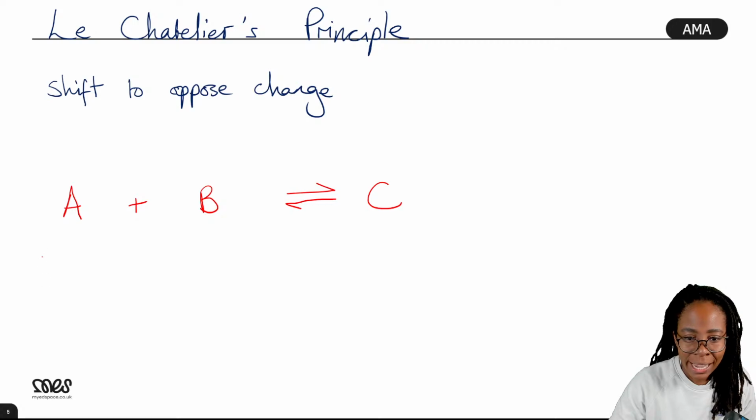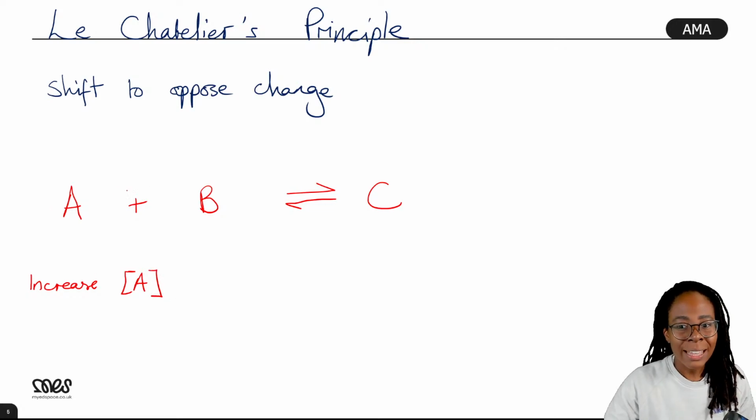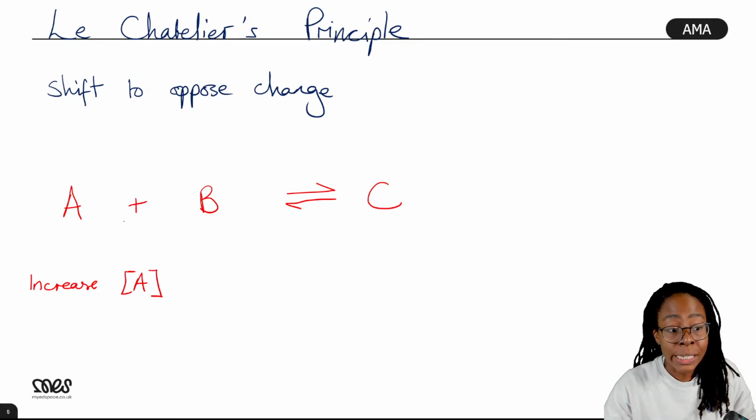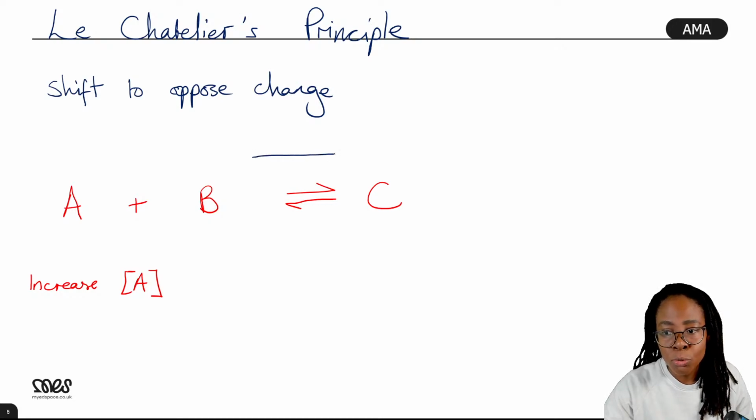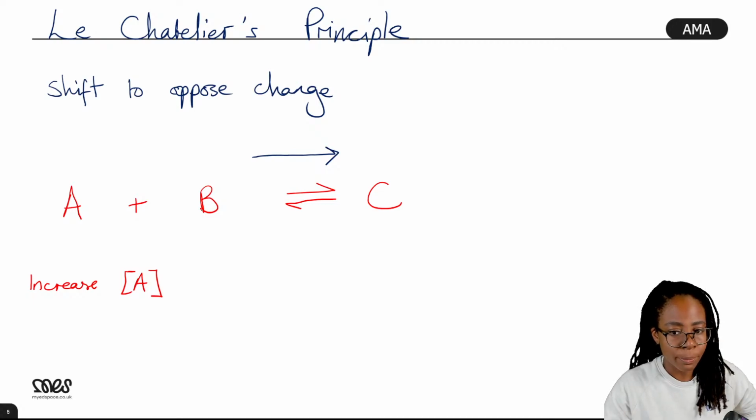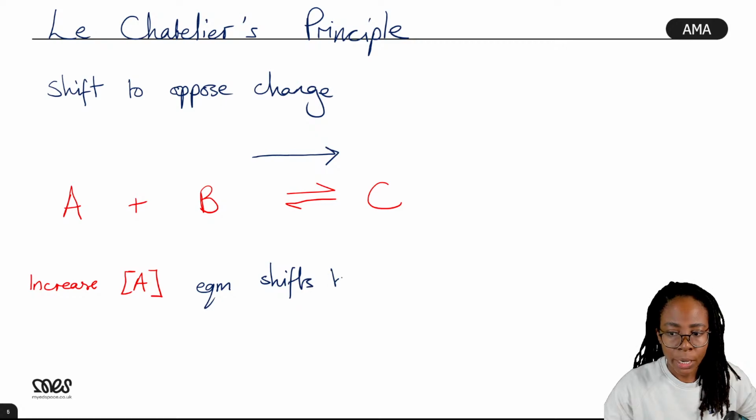So let's say we increase the concentration of A. That means that the equilibrium will want to try to decrease the concentration of A. And the only way to decrease the concentration of A is by the equilibrium shifting to the right, because then the A is going to get used up because it will have to react with B. So it shifts to the right-hand side to decrease the concentration of A.